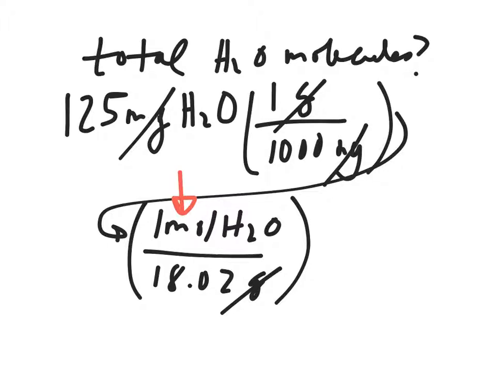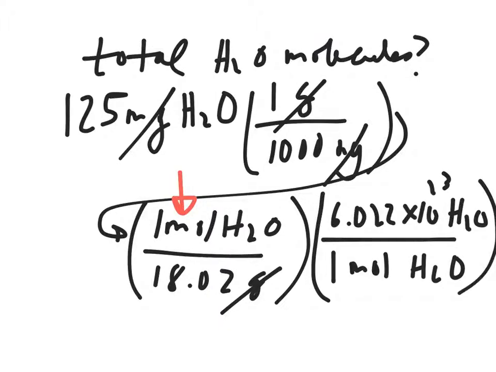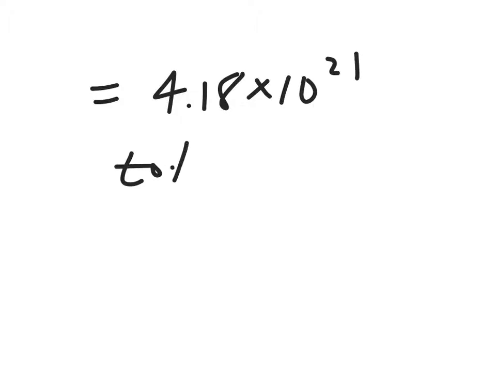But if I want the total number of water molecules, I now need to use Avogadro's number. Because for every 1 mole of water that we have, there are 6.022 times 10 to the 23rd water molecules. So if I do that, I come up with 4.18 times 10 to the 21 total water molecules.